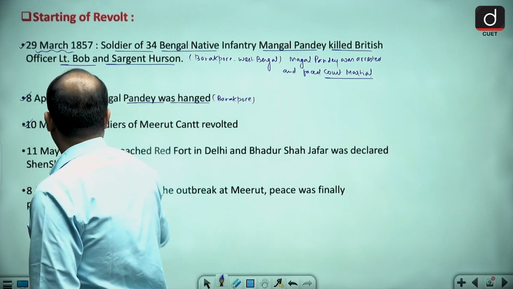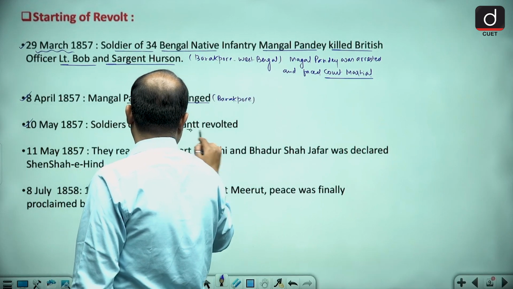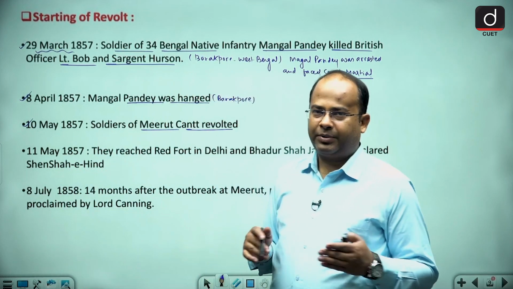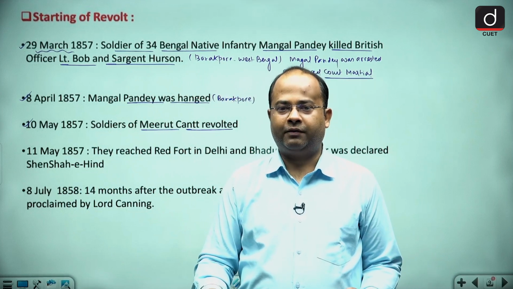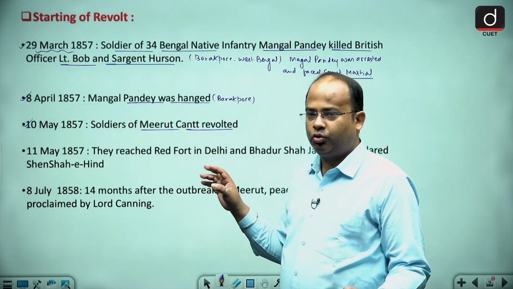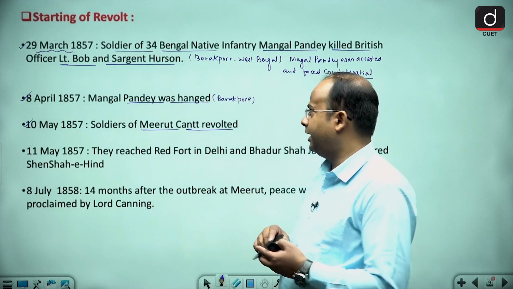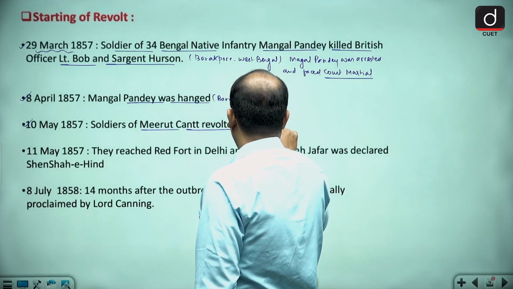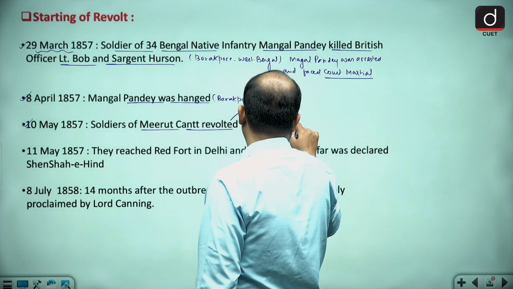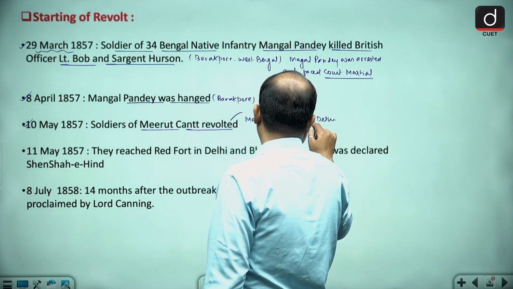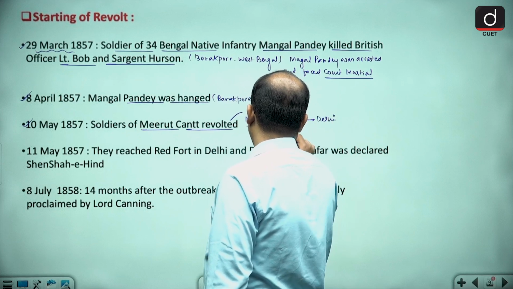On 10th May, my dear learners, the soldiers of Meerut cantonment revolted, and the news of the hanging of Mangal Pandey spread like fire in the jungle. Finally, on 10th May 1857, the soldiers of Meerut cantonment revolted and they marched towards Delhi, my dear learners.